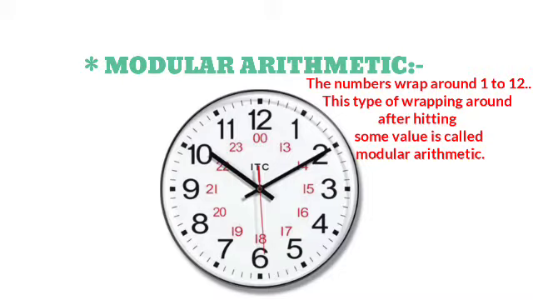So the number wraps around from 1 to 12, and after 12 again 1 will come, but 1's value there is 13. Then for 2 it is 14, for 3 it is 15, like that it continues. So this cyclic process is called modular arithmetic.